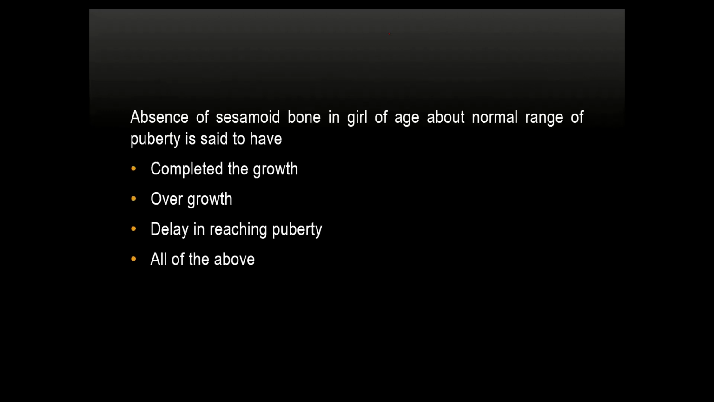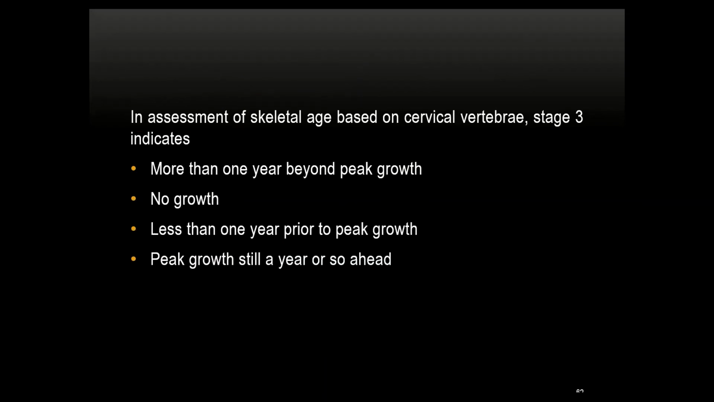Next, absence of sesamoid bone in a girl of about the normal age of puberty is said to have. If there is absence of sesamoid bone, okay, this is not really the absence, it is absence of sesamoid bone on radiograph. It does not mean that it is not present in the body, it just means that it is not shown in the radiograph. So the answer is the delay in reaching puberty.